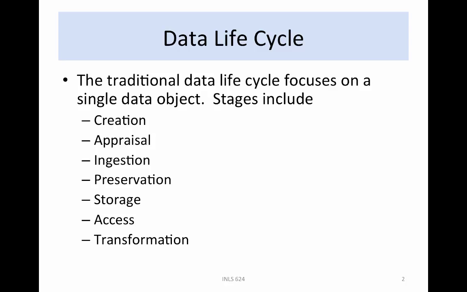Access of data objects from the repository. This requires both authentication and authorization mechanisms. Finally, transformation of a data object to create derived products. The process then repeats for the new derived data product. This viewpoint emphasizes reuse of data sets and a life cycle where the data sets are continually evolving.